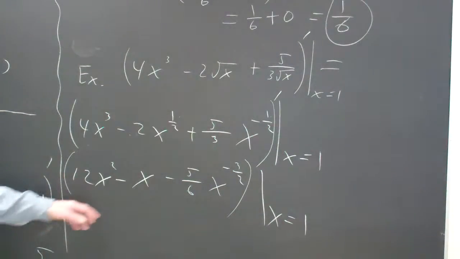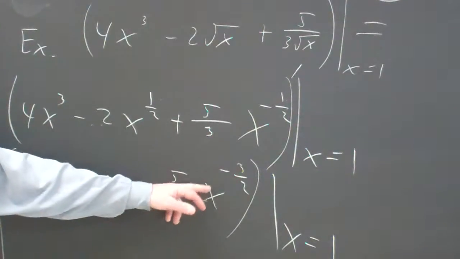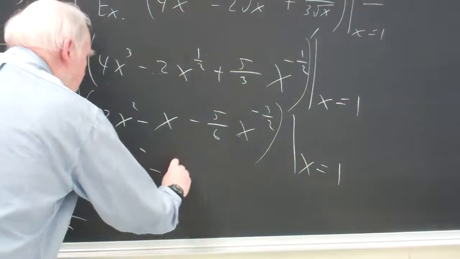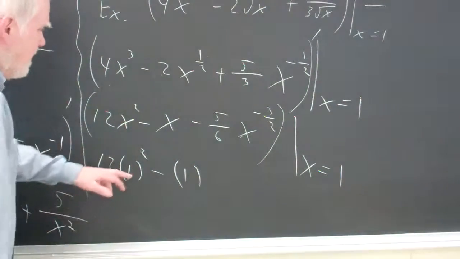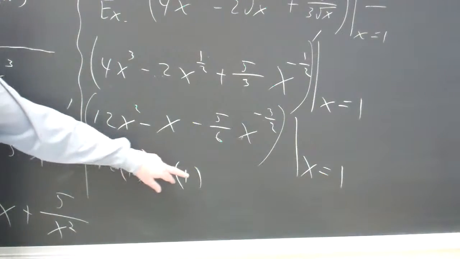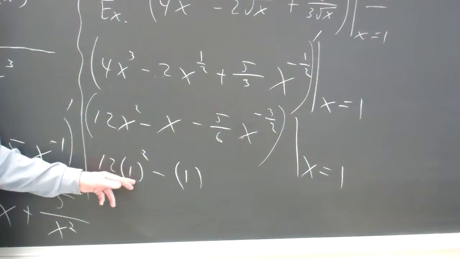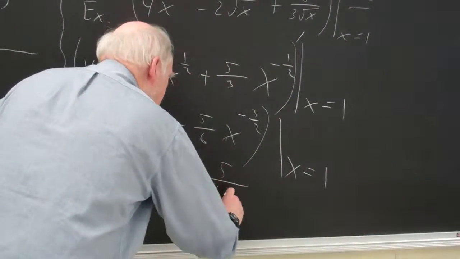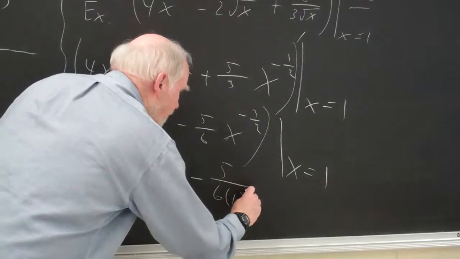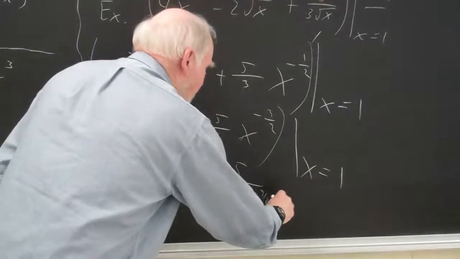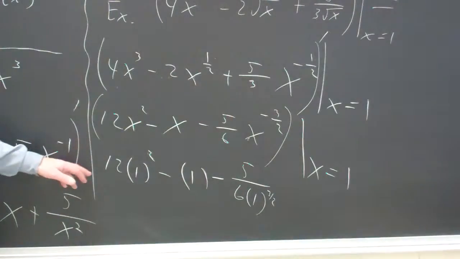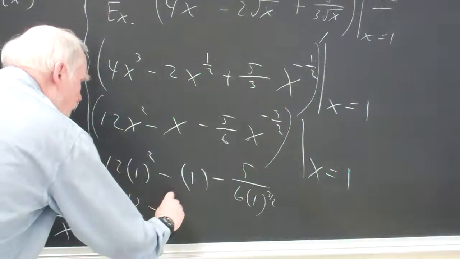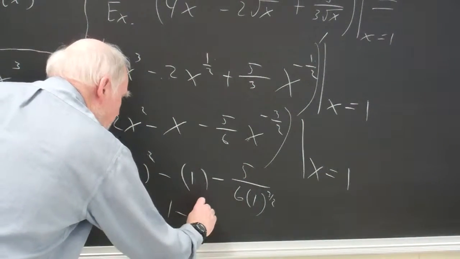So I have to plug 1 in. It's kind of awkward to plug 1 in on a negative exponent, so I'm going to have to bring that downstairs. But 12 times 1 squared minus 1. Notice I'm using parentheses. The best plug-in method is always to put a set of parentheses in place of x, and then put your plug-in number there. And this is going to be negative 5/6 over 1 to the 3/2 power, right? I didn't really have to do that. And so I plugged in 1 everywhere. Of course, 1 squared and 1 are going to give me 1 each time, so it'll be 12 minus 1 minus 5 over 6.